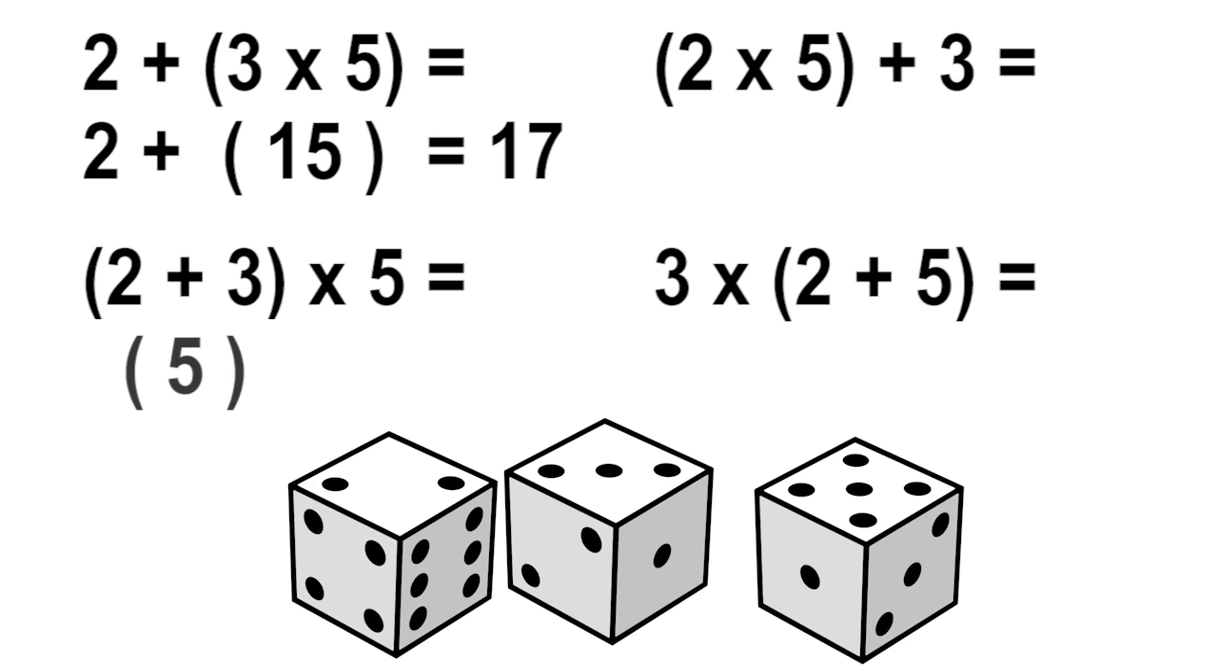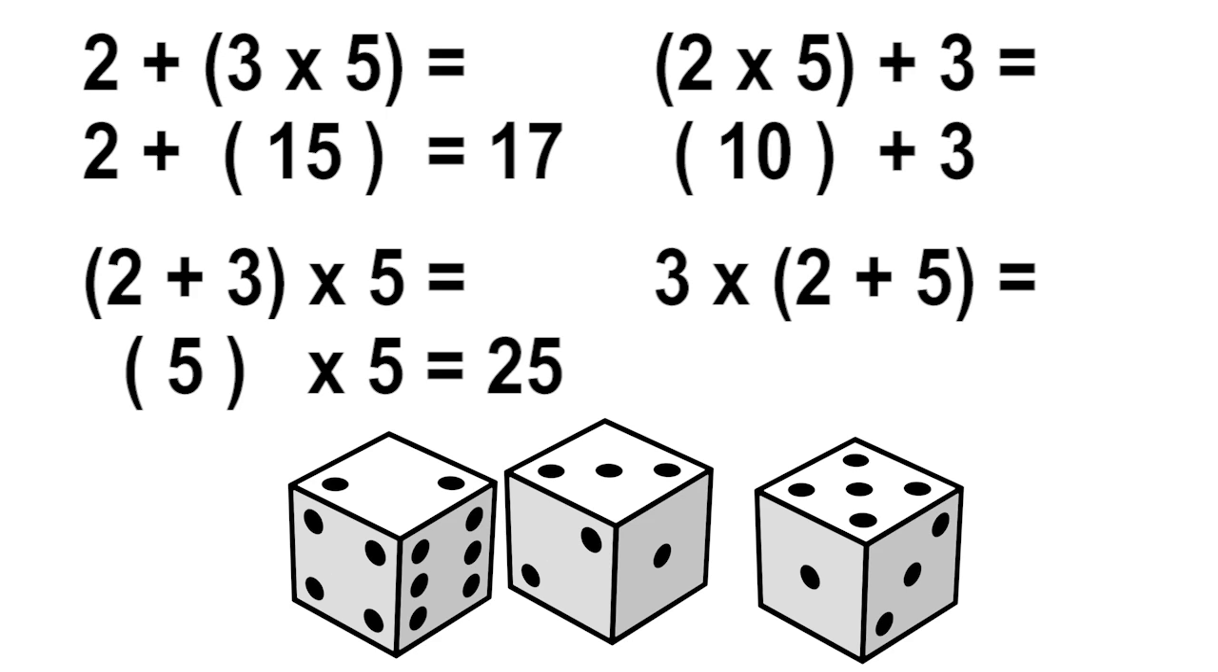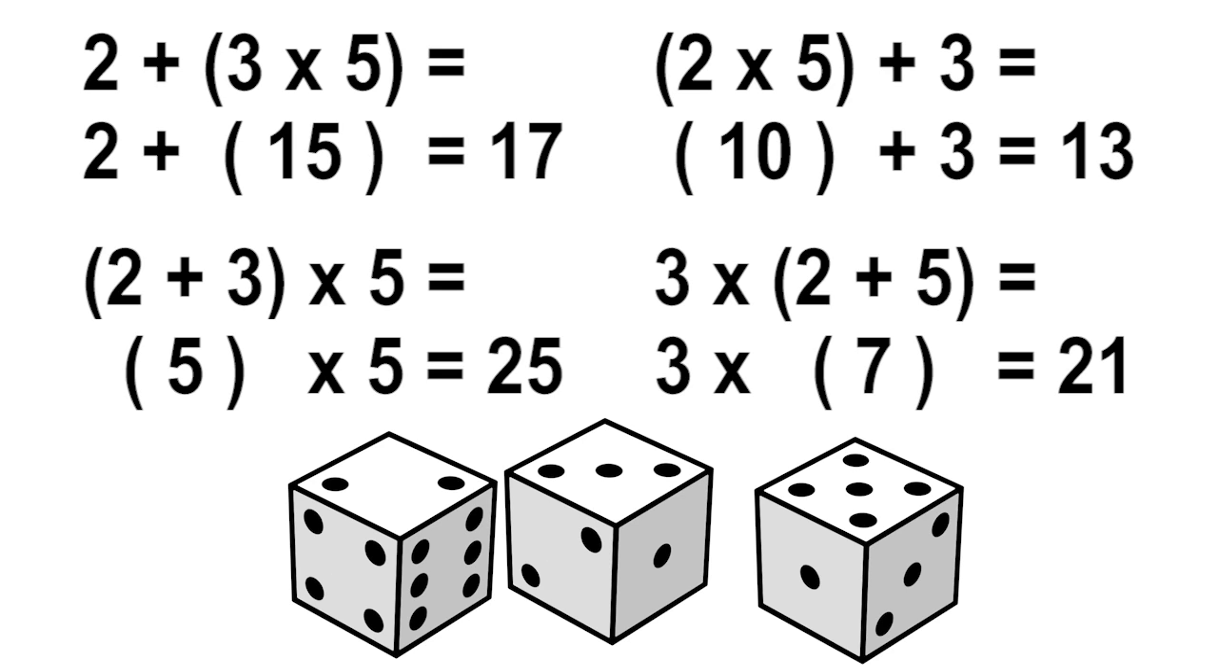2 plus 3 equals 5 times 5 equals 25. 2 times 5 is 10 plus 3 equals 13. 2 plus 5 is 7, and 7 times 3 is 21. Notice how they all have different answers depending on the operations and parentheses.